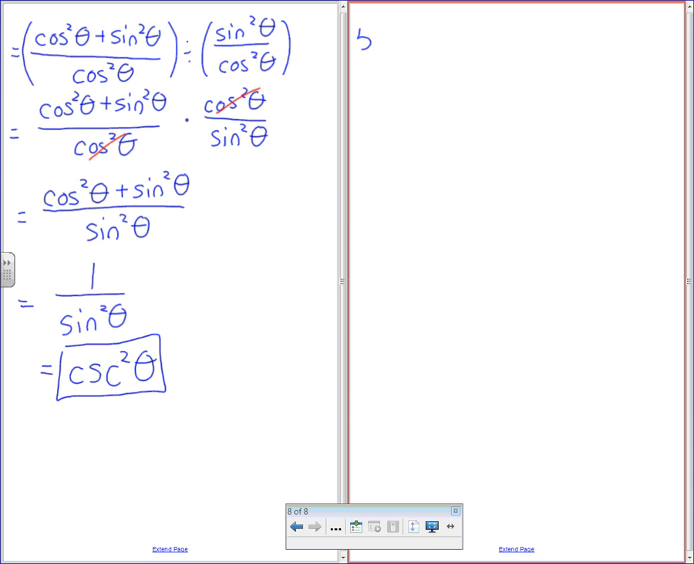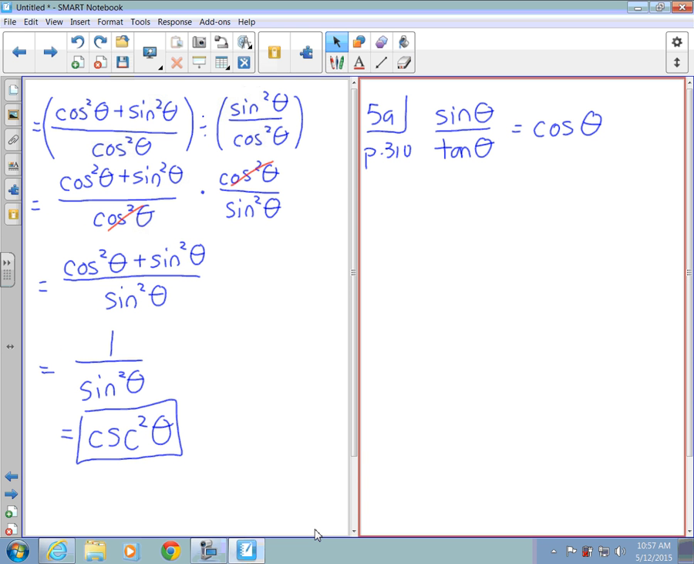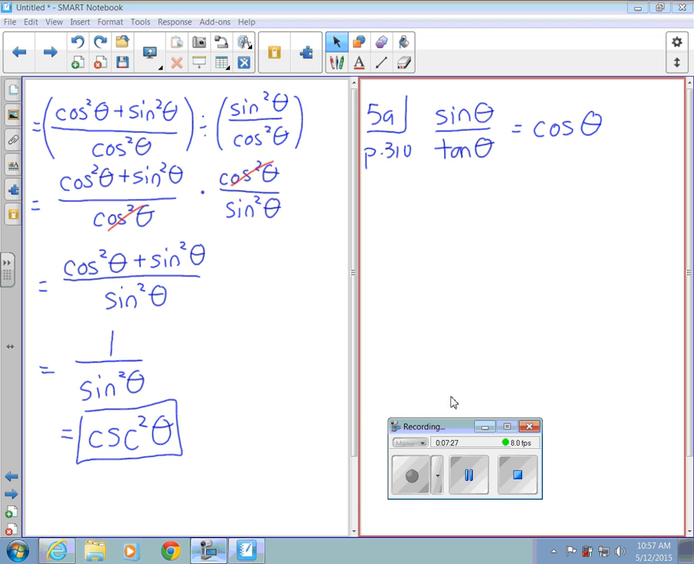So this is 5A from page 310, which is sine theta over tan theta equals cosine theta. Okay, you guys can do this. I'm going to pause on the video. If I were you guys, and I'm not, I would start with the left-hand side. That's what I would start with, and I'd replace tan.